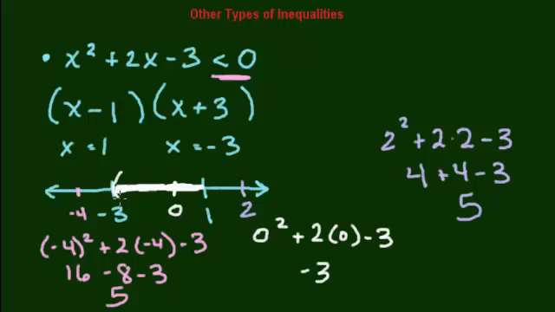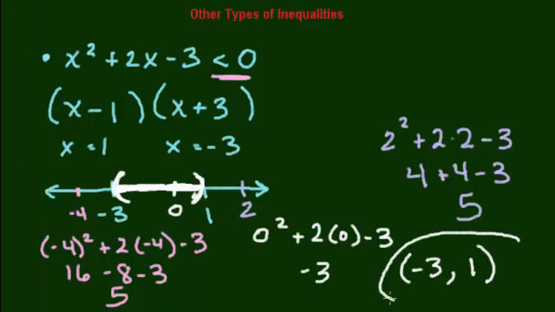I need curvy brackets because it is a strictly less than. And there's my graph. Now I'll write it in interval notation, give my answer proper form. Negative 3, comma, 1. And there is my answer. X is in between negative 3 and 1.